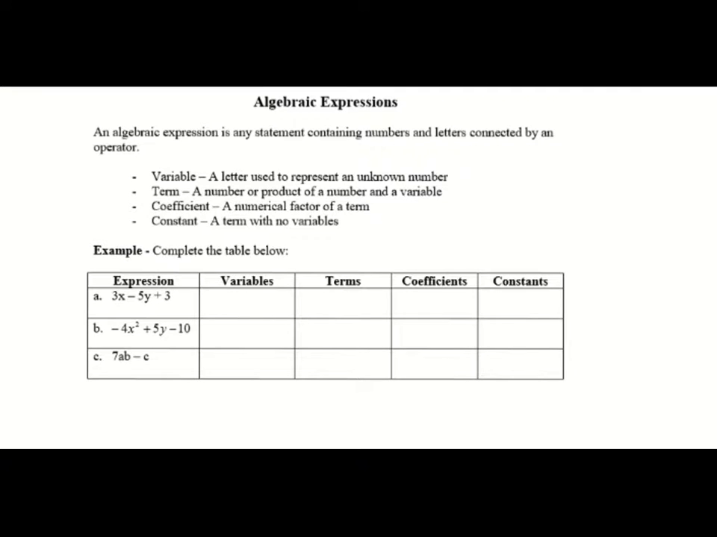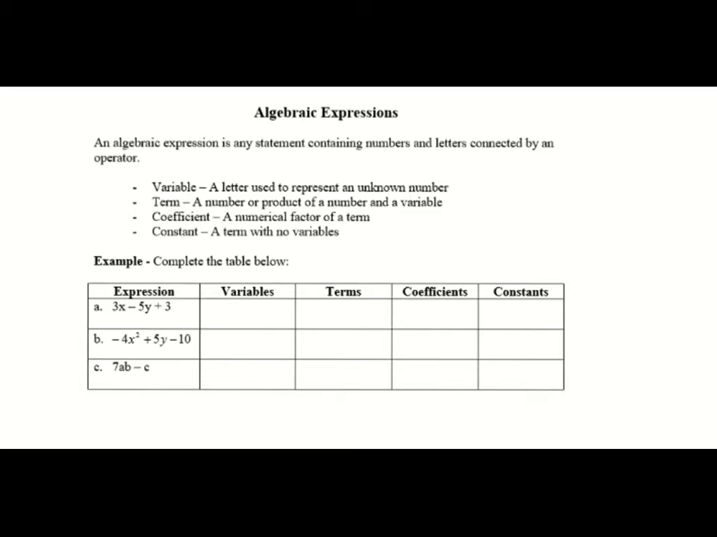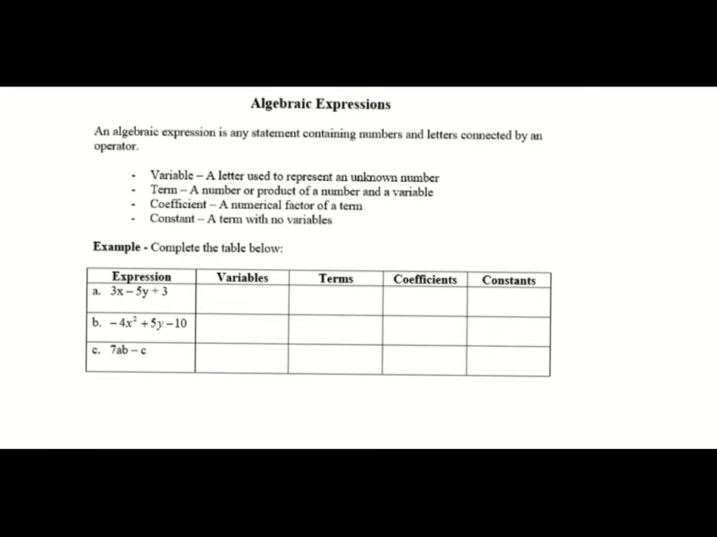So here we're looking at algebraic expressions. And an algebraic expression is any expression that contains numbers and letters connected by an operator. And when they say an operator, they mean like addition, subtraction, multiplication, or division. So just some examples of an algebraic expression. Most commonly, we're used to seeing something like 3x, a number and a letter next to each other. And the operator that's holding those together is multiplication, remember, because it's 3 times the x right there.